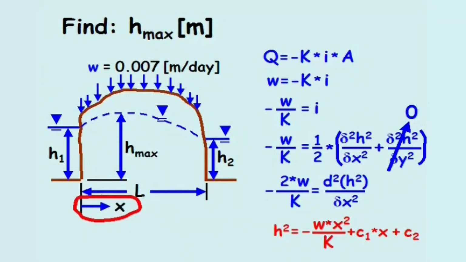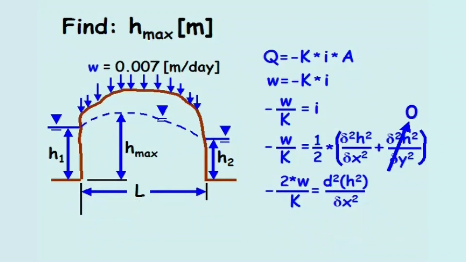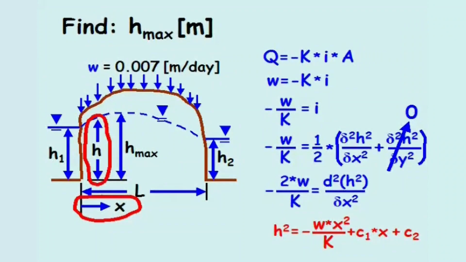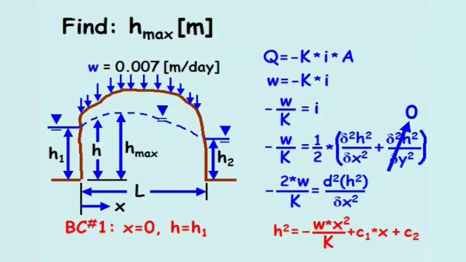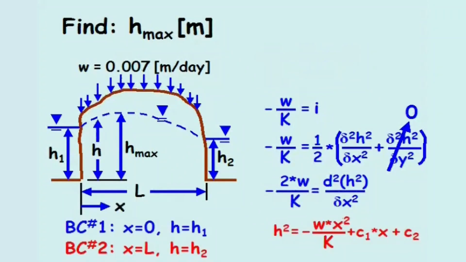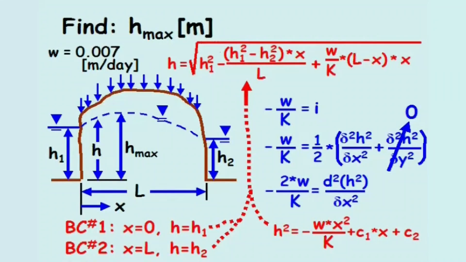If we set x equal to the horizontal distance from the left bank in the direction of the right bank, and we set h equal to the vertical distance up to the groundwater table, the first boundary condition will be x equals 0, h equals h1. And the second boundary condition will be x equals L, h equals h2. Finally, the height of the groundwater table as a function of x equals the square root of the quadratic, shown here.